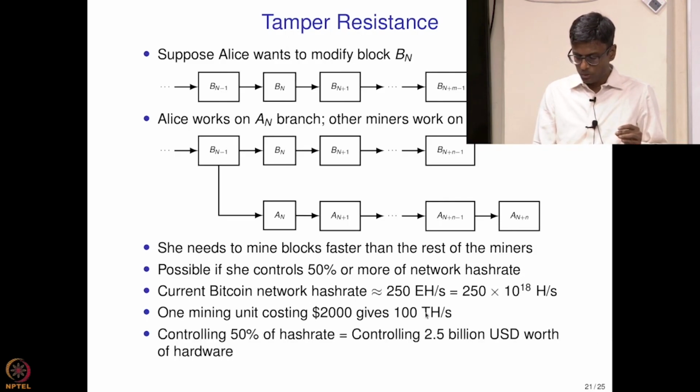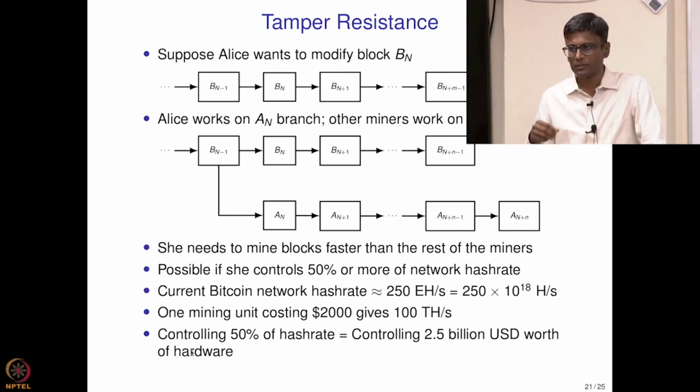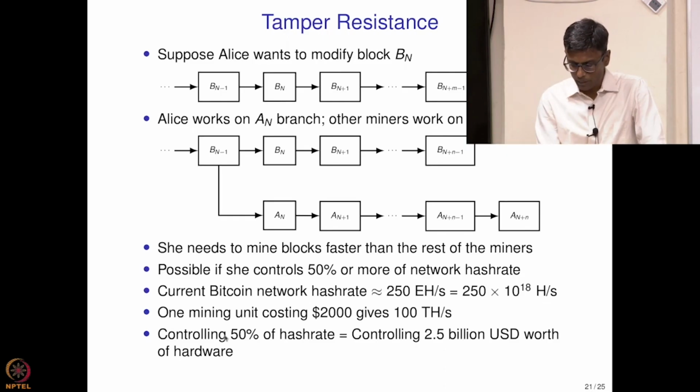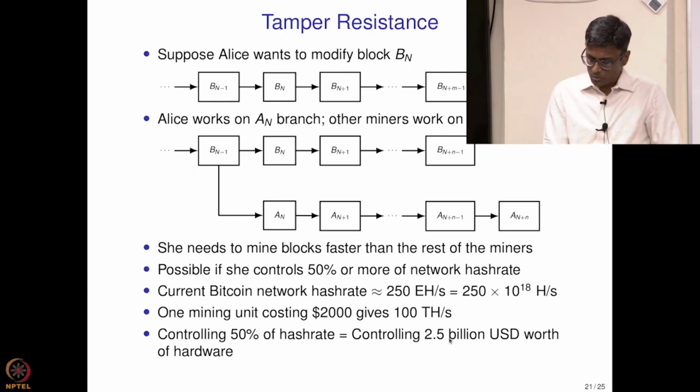So if you want to control 50% of the hash rate, you have to control about $2.5 billion worth of hardware. And I'm not taking into account the operating cost of the air conditioning and all the labor costs, and also the real estate cost of actually housing all that equipment. And so this is only the cost of buying these mining units which will let you control half of this, which is 125 exahashes. That itself amounts to controlling $2.5 billion worth of hardware.